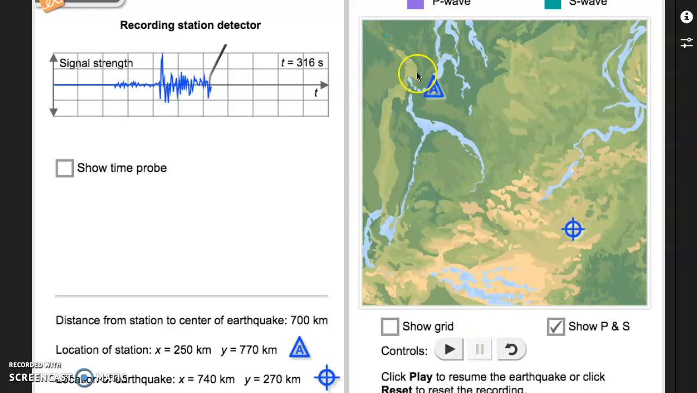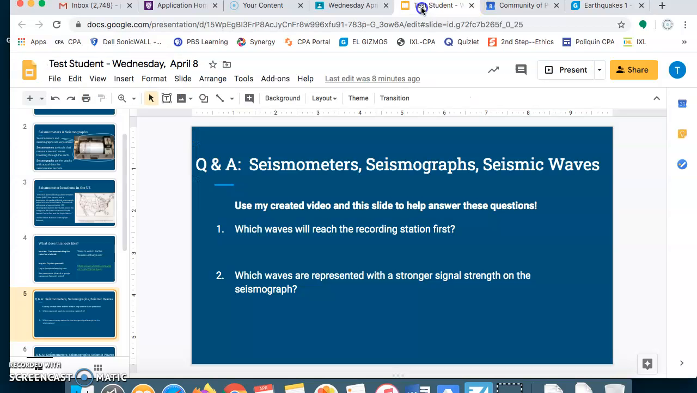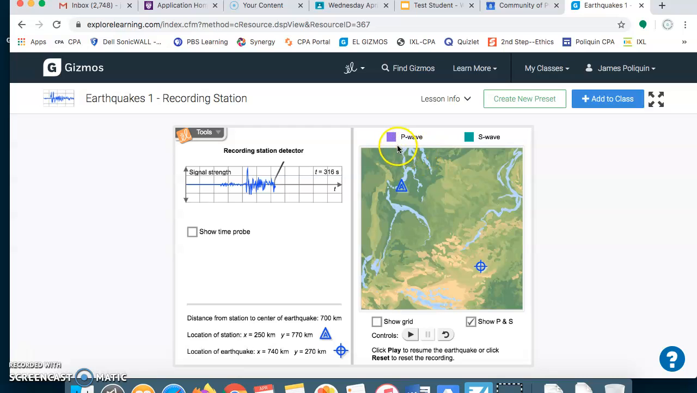All right, everyone watch. As we go through that demo, we have to ask ourselves again, which waves will reach the recording station first? Well, in our gizmo, we have P waves and S waves. P waves are recorded in purple. S waves are recorded with this bluish green color. Let's hit restart. So which waves are going to reach there first? You see the purple, you see the pink. Which one hit the recording station first?